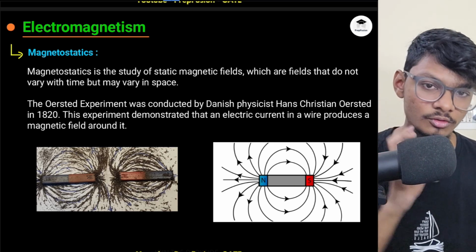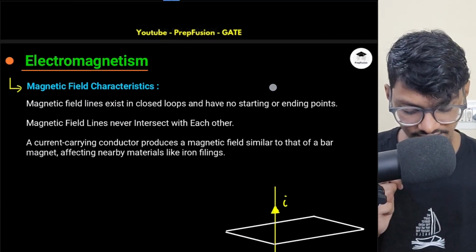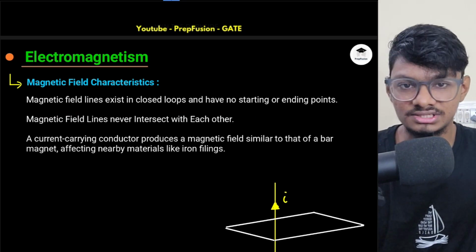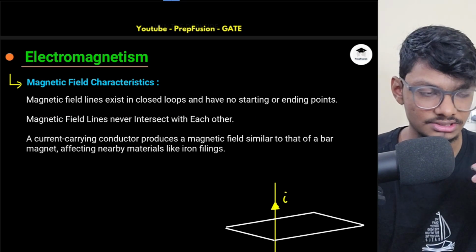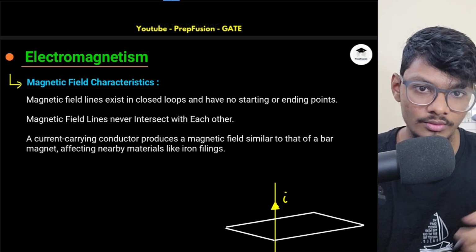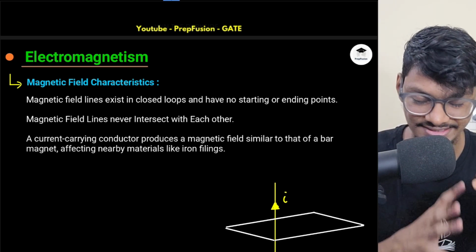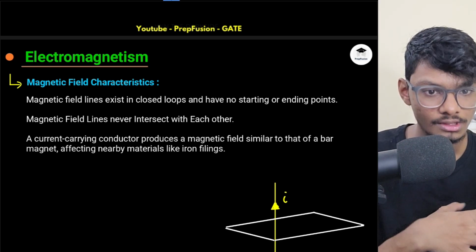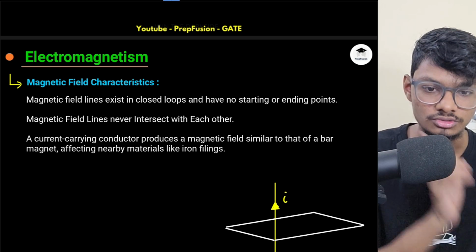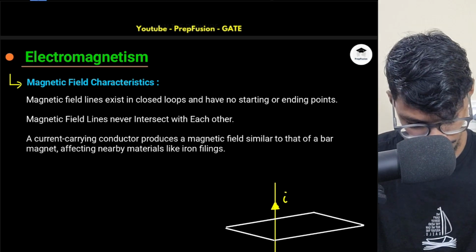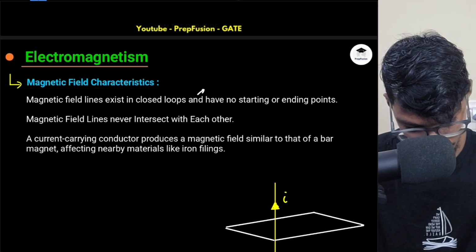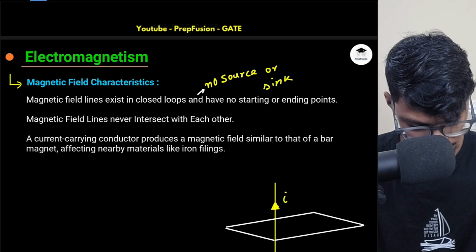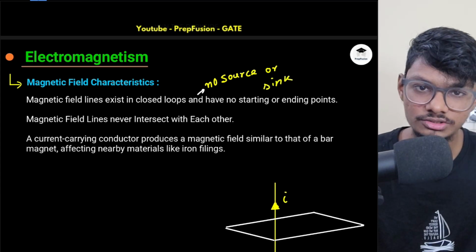And what are the few magnetic field characteristics? The first magnetic field characteristic is that magnetic field lines exist in closed loops and have no starting or ending points. What does it mean? In electrostatics, what we learned is that from a positive charge, the electric field always goes radially outward. It acts as a source, and for a negative charge, the field comes radially inward towards it. It acts as a sink. But in a magnetic field, there is no source or sink. So if it doesn't have any source or sink, what does it mean?